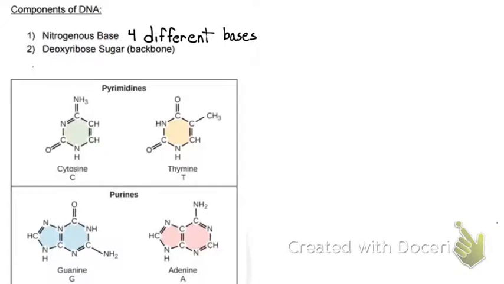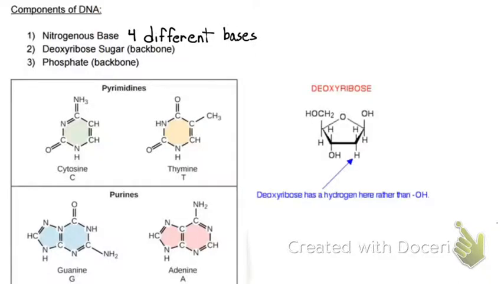The next component is the deoxyribose sugar, and it's a part of the backbone. Phosphate is also a part of the backbone. The deoxyribose sugar looks like this. If I were to make this ribose sugar, all I would have to do is add a single oxygen here. This is ribose sugar. This is deoxyribose sugar. Ribose, deoxyribose. So they're incredibly similar in structure. They're just missing one oxygen, which actually changes the chemical makeup enough where they behave differently.